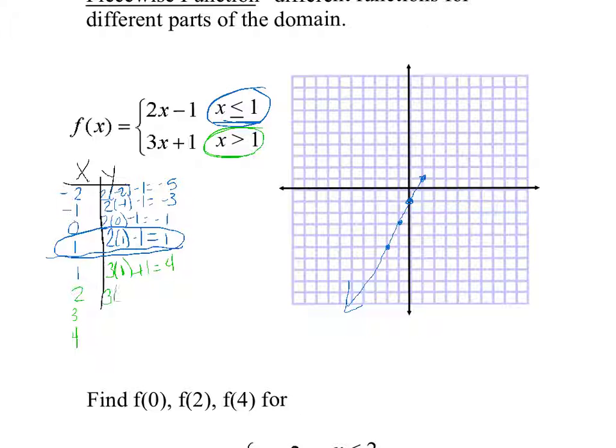Then I have 3 times 2 plus 1, that gives me 7. And 3 times 3 plus 1, that gives me 10. And 3 times 4 plus 1 gives me 13. So then I can graph those points.